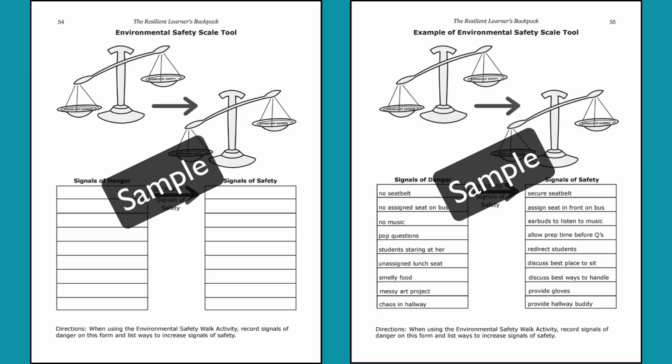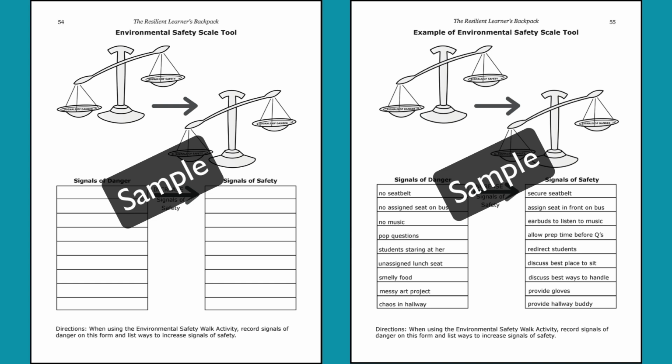The environmental safety scale tool is designed to be used with the previous tool. After you've followed a student for the day, you can list all the signs of danger that you noticed in the first column, and then you can make a plan for how we are going to increase signals of safety for that student.